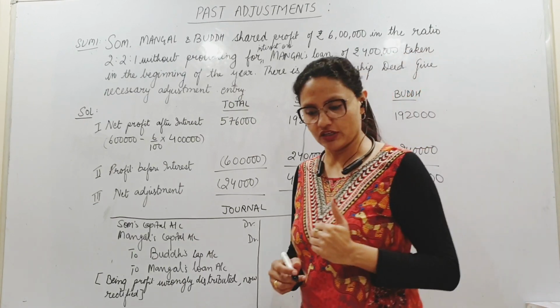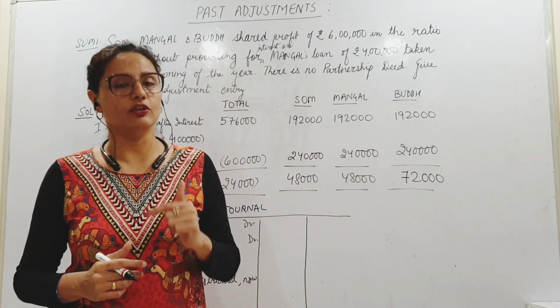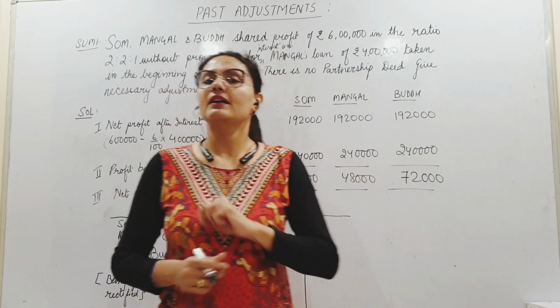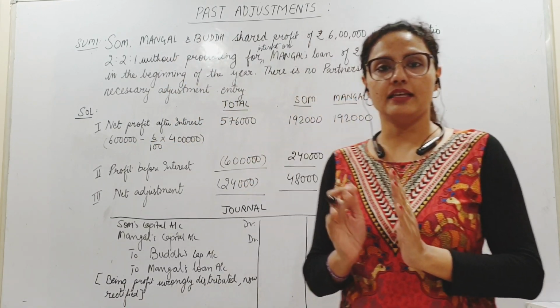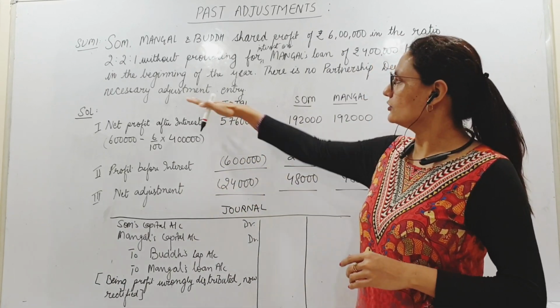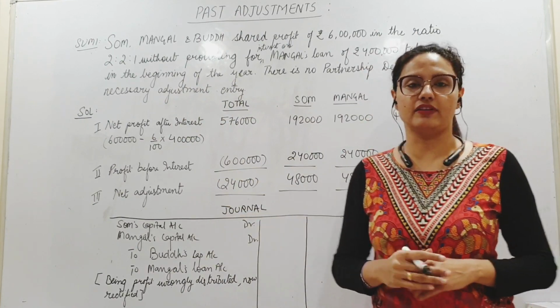So there are 2 errors here. One in the profit sharing ratio. Second, that we have not provided for interest on loan. Correct? So now, in past adjustment sums, there are 2 parts to it. One is your working, that is this schedule, this table. Second, you have been asked to give the necessary adjustment entry. That journal entry will come next.